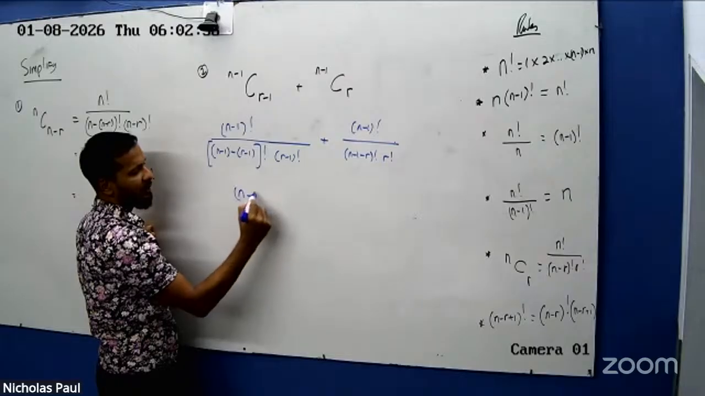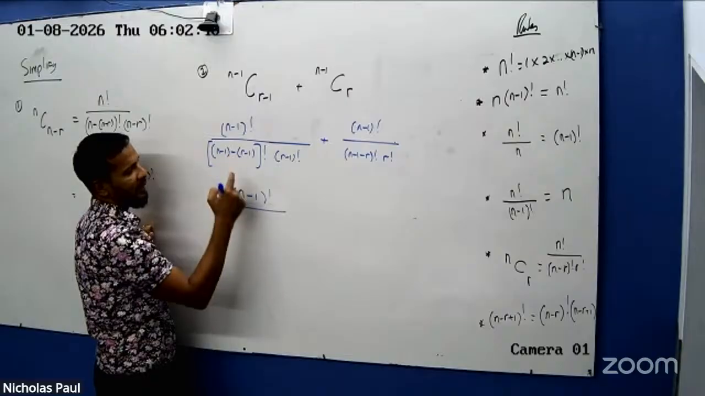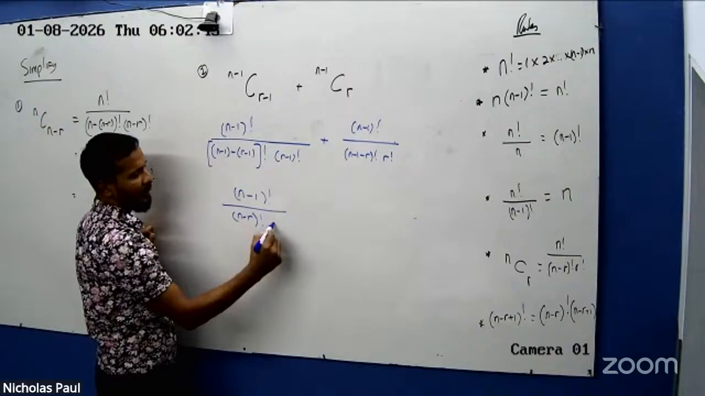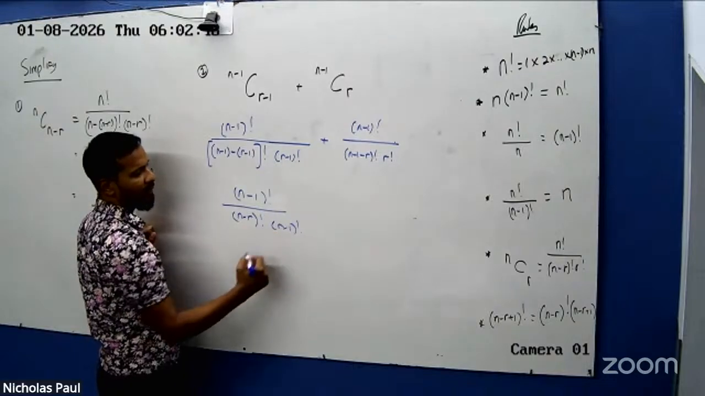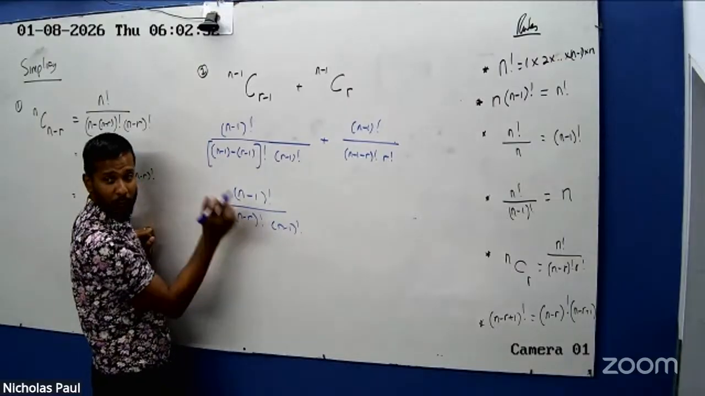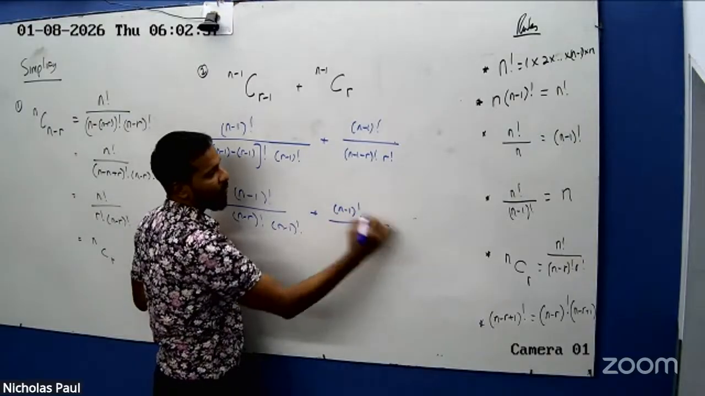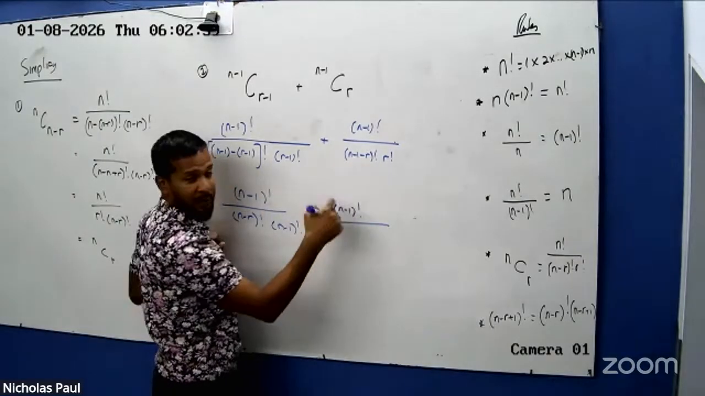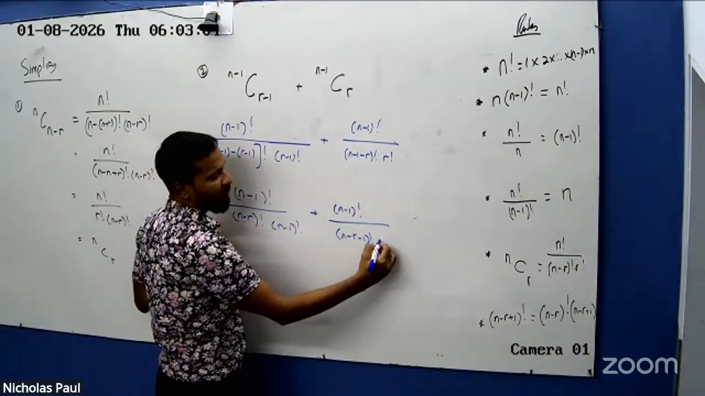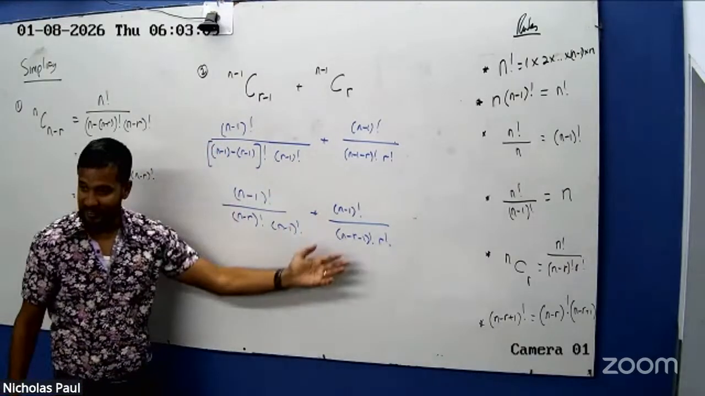I have n minus 1 factorial all over n minus r factorial by r minus 1 factorial. Everybody okay with that? This becomes this, right? Because the ones will cancel. Here we have n minus 1 factorial over. I like to put the minus 1 on the end. So n minus r minus 1 factorial by r factorial. So now I have this to deal with.